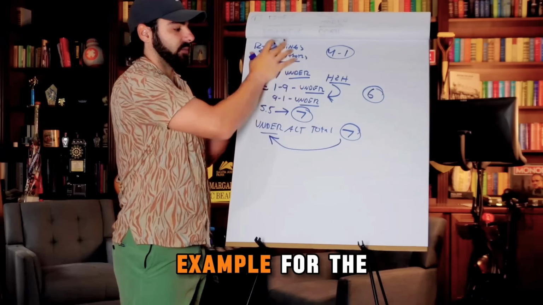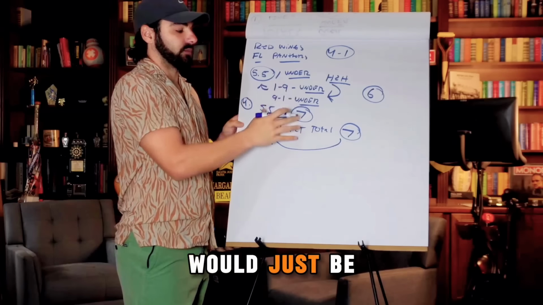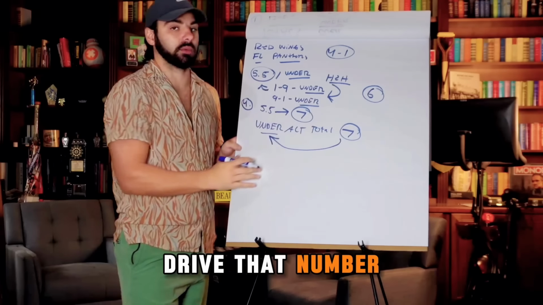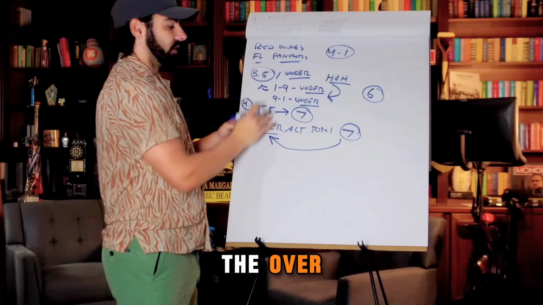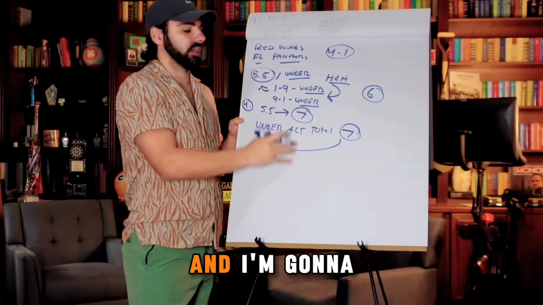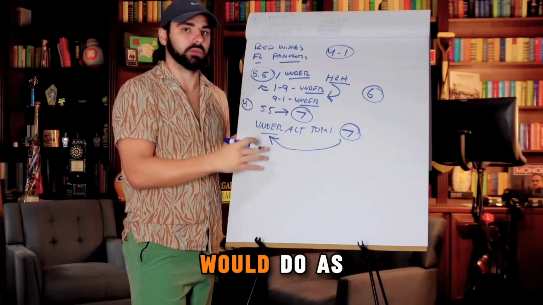Like I said, this is an example for the under. The over would just be the complete opposite here. Okay, it would be 6.5 and you would drive that number down. So if we were looking at the over, I'm going to go through an example. We're going to completely do the opposite of this, and I'm going to show you an example of the over, of what you would do as well.